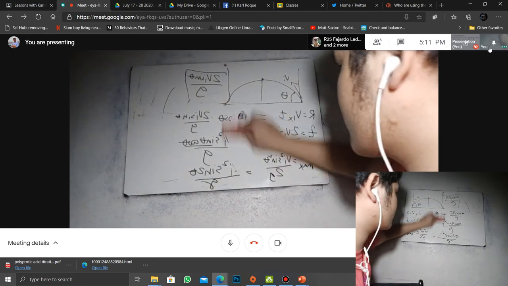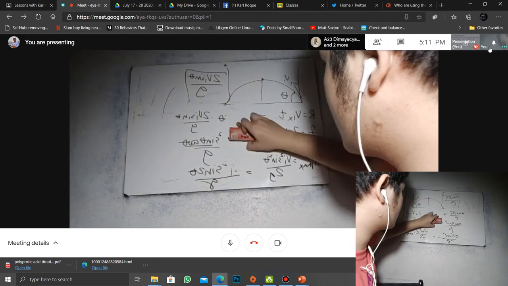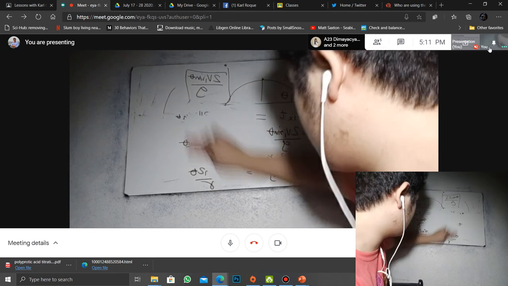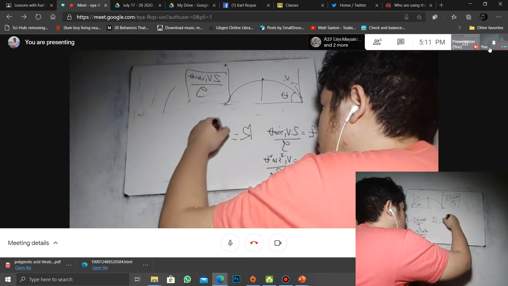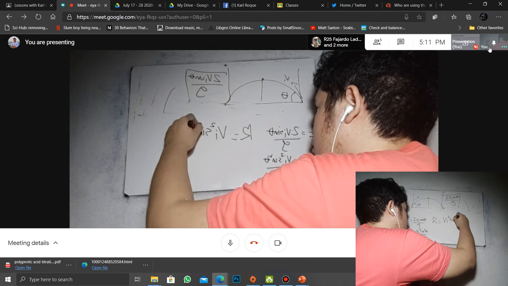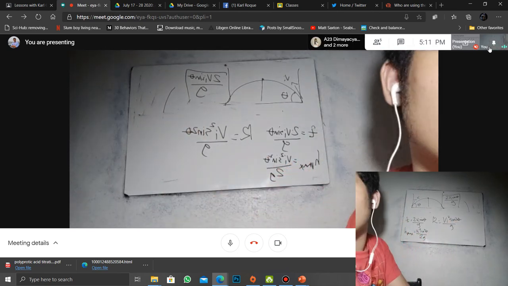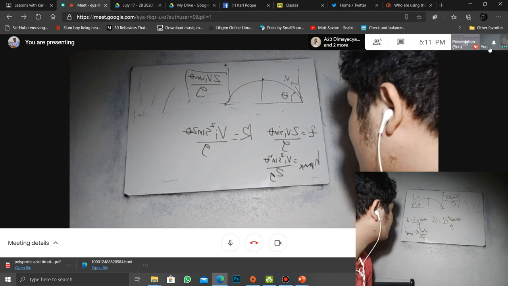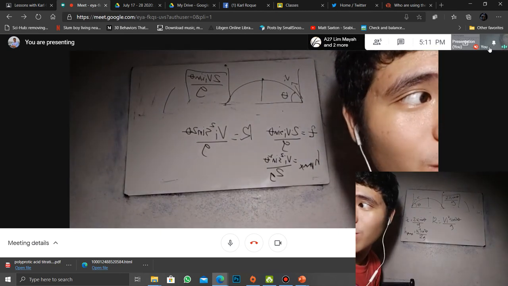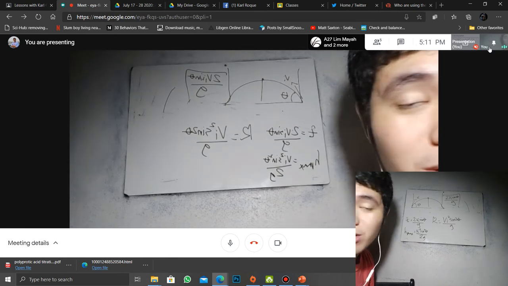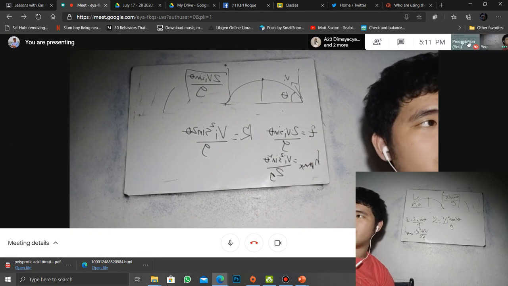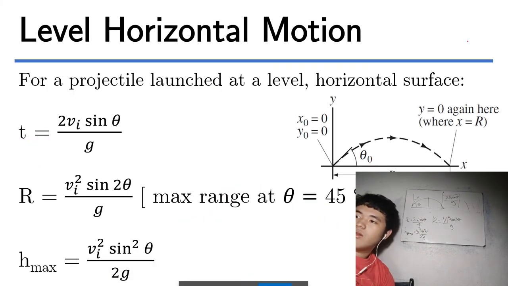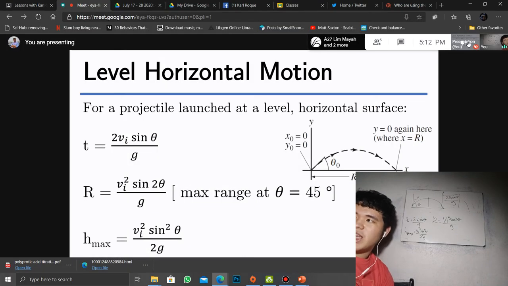Ngayon, ayusin ko na, no? Yan. Tatlo equations. H max, time, and the range for a level horizontal motion. In case na tinatamad kayo yung gawin yung kanina, pwede niyo rin itong gawin. Sige. Galing, no? And let's go back to our PowerPoint. Ayan. See? Okay. Sige.